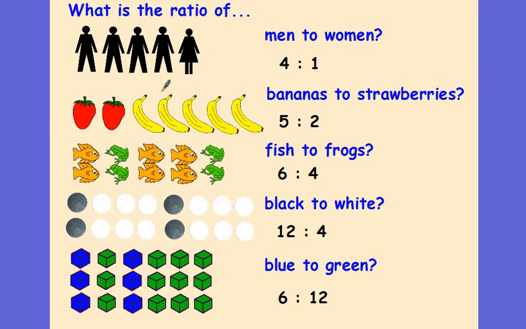And these are the answers I was looking for. We've got 4 men to 1 woman. Bananas to strawberries, we need to start with the bananas, so that's 5 to 2. Fish to frogs is 6 to 4. Black to white is going to be not 12 to 4, it's going to be 4 to 12. And blue to green is 6 to 12.